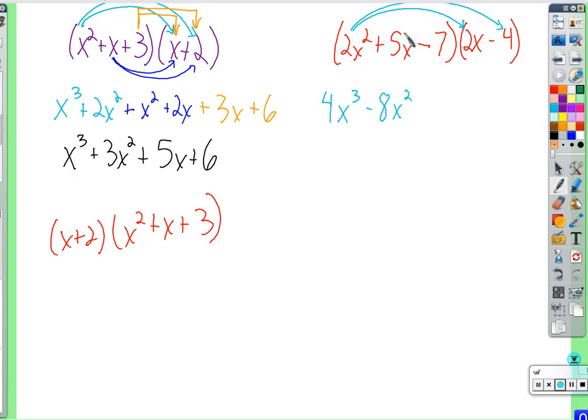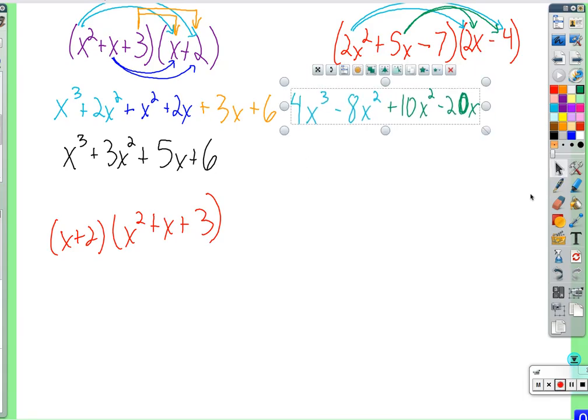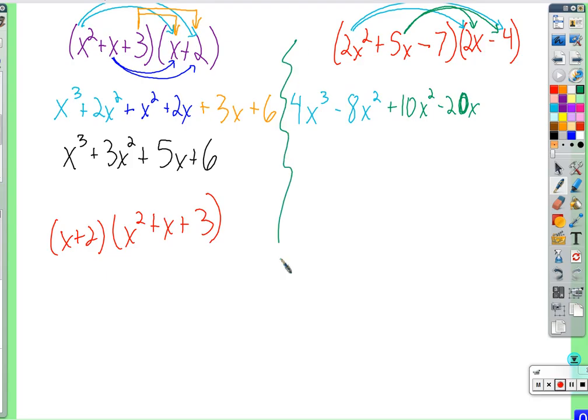Then 5x, we'll distribute the 5x. 5x times 2x, 5 times 2 is 10, it's positive. x times x is x squared. 5x times negative 4, so now we have positive 5 times negative 4 is negative 20. This doesn't have any x's, this is just one x that we're multiplying here. So negative 20x, run out of room, move it over. So 5x has been distributed completely.